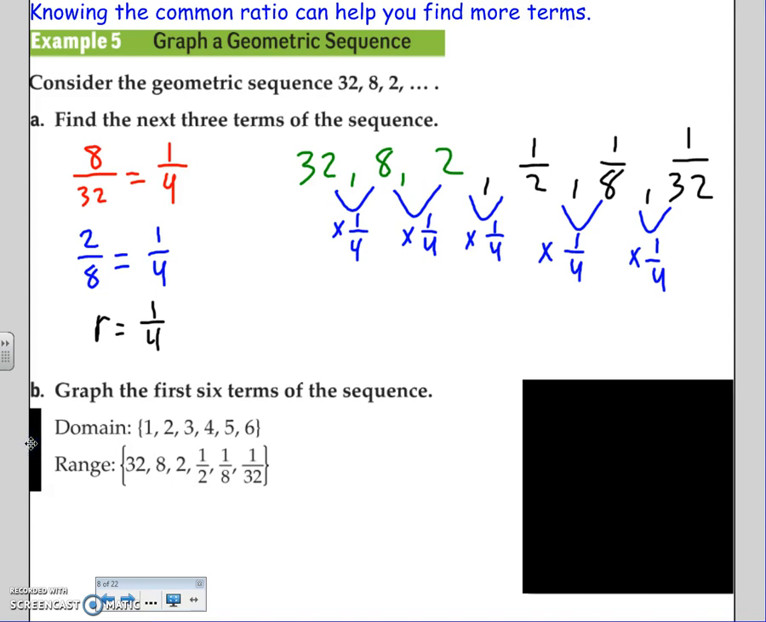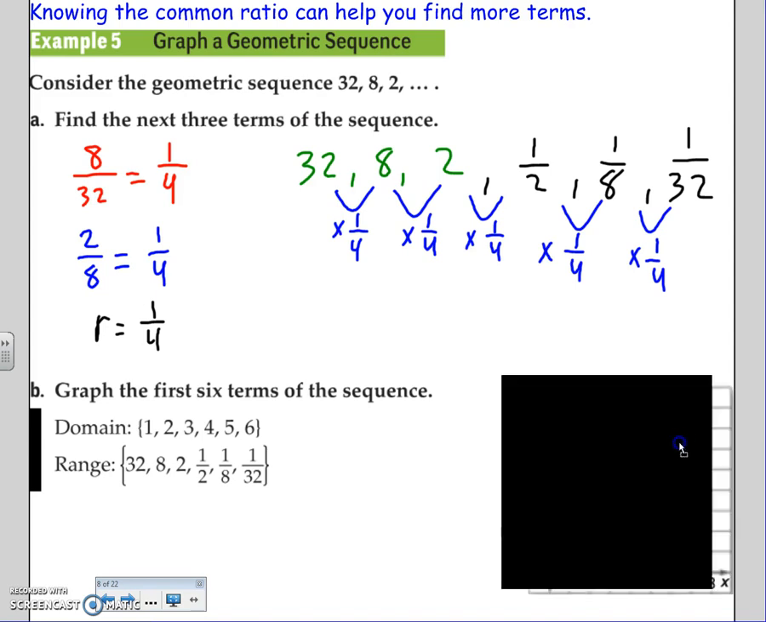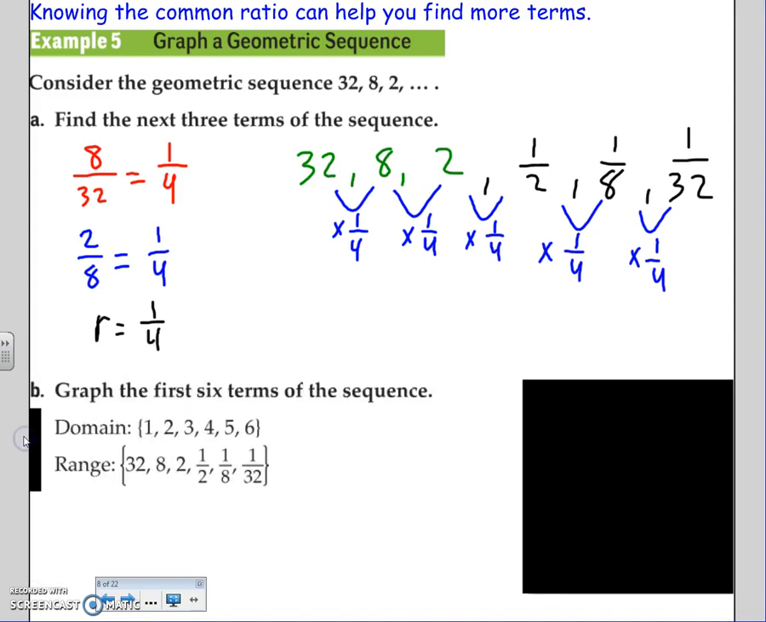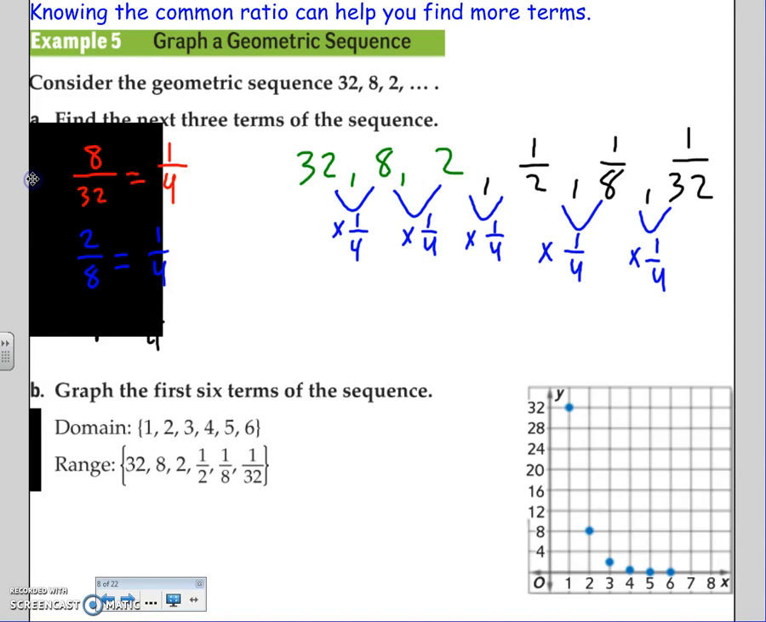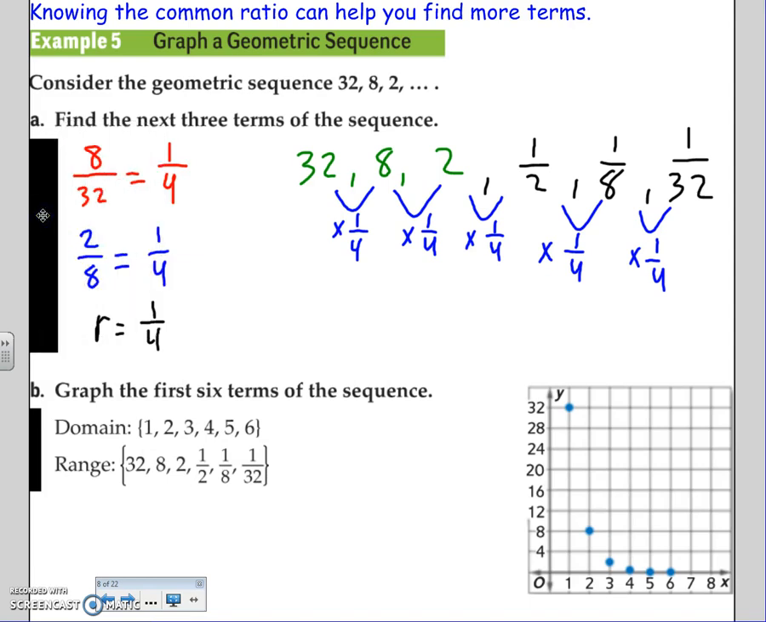So again, the domain is the number of terms, term number, position number, so 1, 2, 3, 4, 5, 6. The range is the values: 32, 8, 2, then 1/2, 1/8, 1/32. Here's the graph. Notice what it is. It is an exponential. It starts high and starts going low really fast.